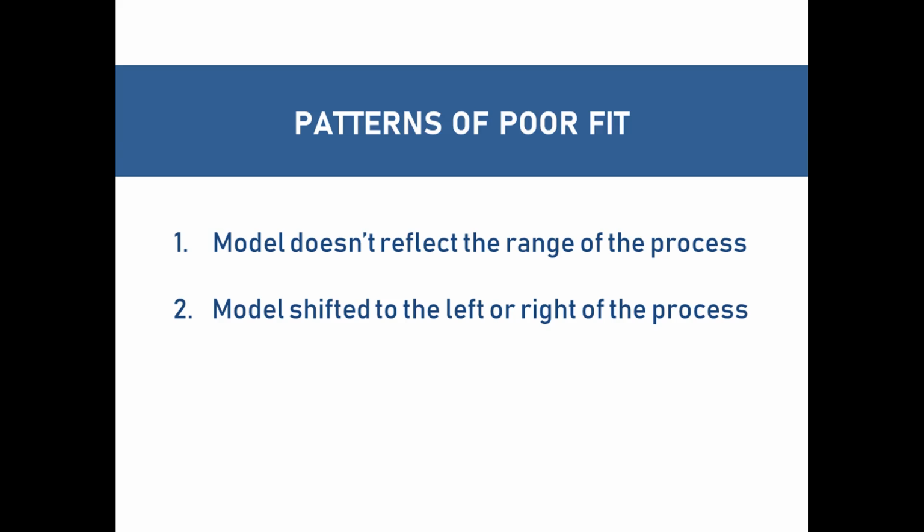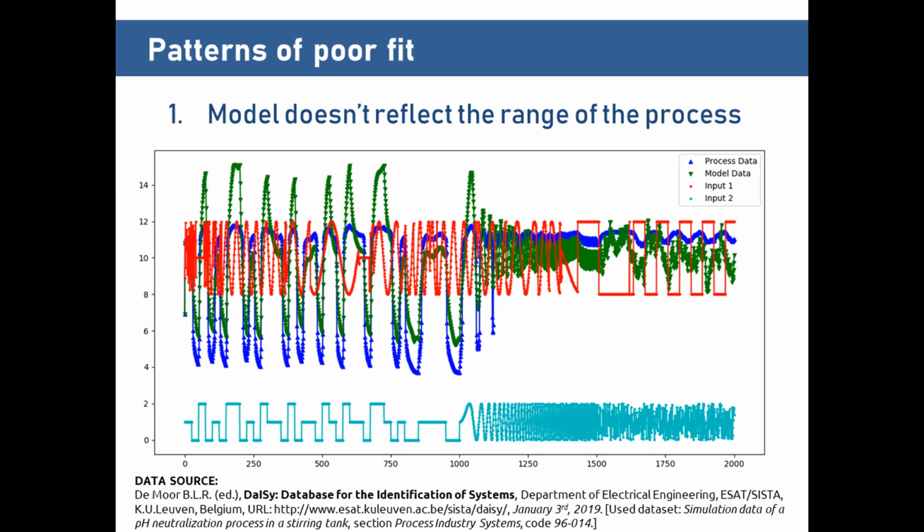The first one is where the range of values of the model doesn't match that of the process. This plot, if you recall, came from the pH data from video 3 with two inputs. The model consistently sits higher than the process in some parts and lower than the process in other parts. And this is a clear indication that the system has nonlinear properties.